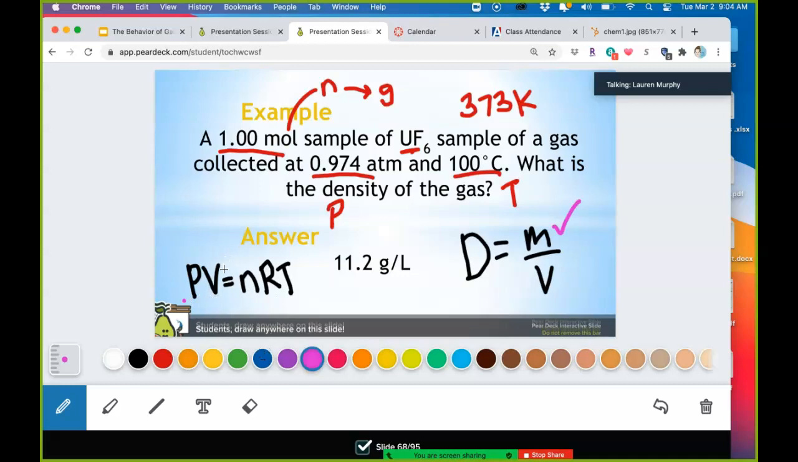Well, I don't know. Do I have enough? So if I want to get volume, I better have all of the other variables. So do I have pressure? Yes. Do I have moles? Yes. Do I have the R constant? You will always have it because you can look it up. Do I have T? Yes. Okay, so I have a way to do this. So the first thing we're going to want to do is turn 1 mole of UF6 into grams.